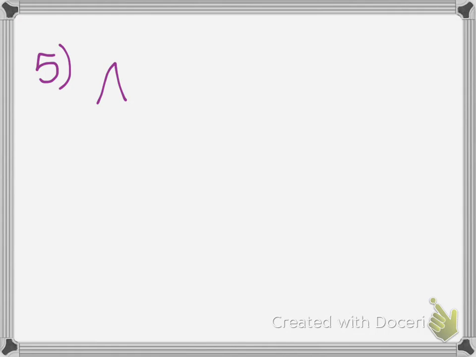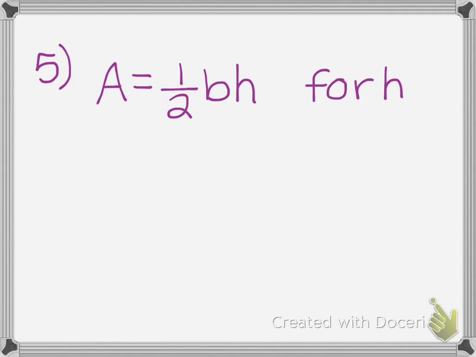Alright, now we have A equal to 1/2 times b times h, and we're going to solve for h. Since we need h by itself, what I see in the way is the b and the 1/2. So you can get rid of both of them at the same time if you can see it. If not, just do one at a time. It makes no difference as long as you do it correctly.